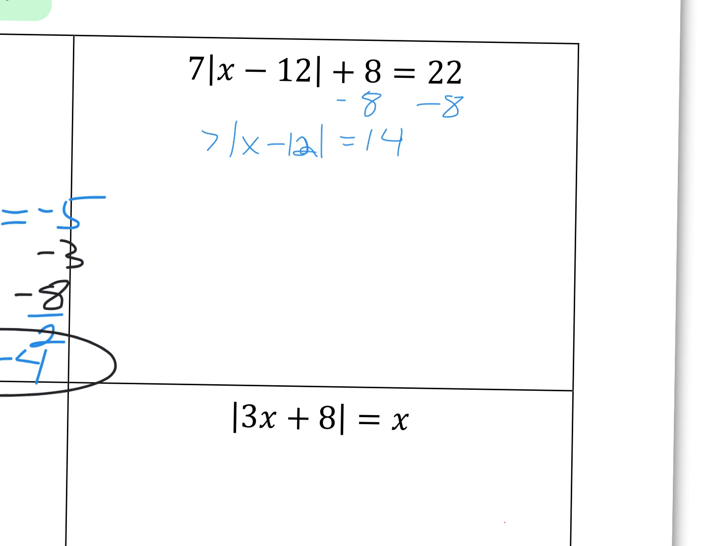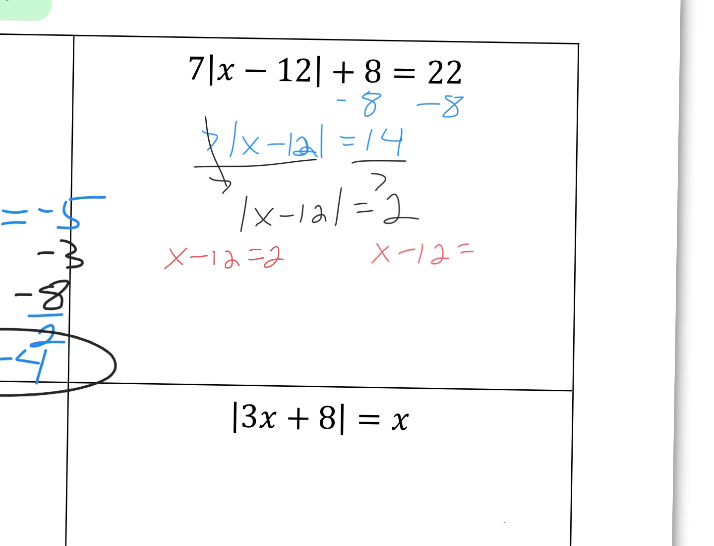Now we're multiplying by 7. We could probably distribute, but let's go ahead and get the absolute value by itself. So let's divide by 7 and divide by 7. They cancel over here, so all we have left is the absolute value of x minus 12 equals, and then 14 divided by 7 is 2, okay? Now, again, we set our absolute value equal to positive 2 and x minus 12 equal to negative 2, and we'll work those out separately. So x minus 12 equals 2, and x minus 12 equals negative 2. Okay, we can work those out separately.